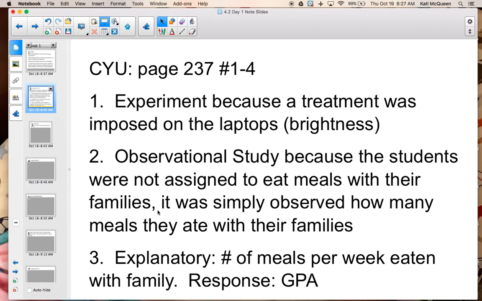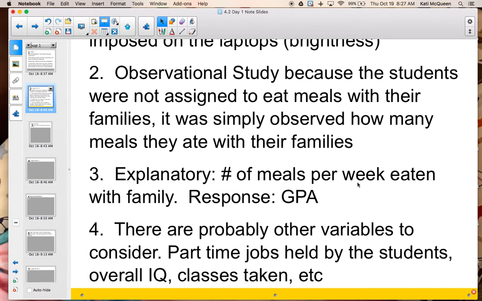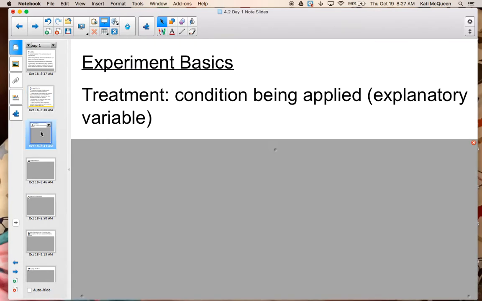In the last example, if we were to assign the number of meals, like this group of students is going to have 2 meals with their family, this group is going to have 4, something like that, that would be your treatment.